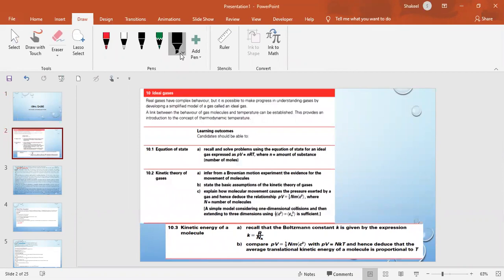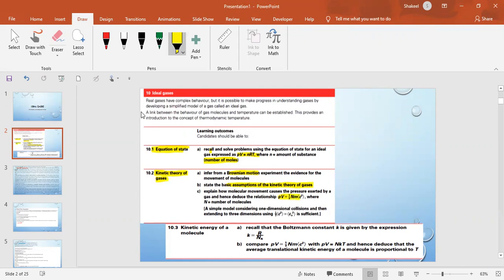We have to study the equation of state, in which we'll be studying the ideal gas equation, PV is equal to nRT. We'll be looking at the number of moles. Then we'll be looking at the kinetic theory of gases, specifically for the ideal gas. For that, we have to study Brownian motion. Then we have to study the basic assumptions of the kinetic theory of gases.